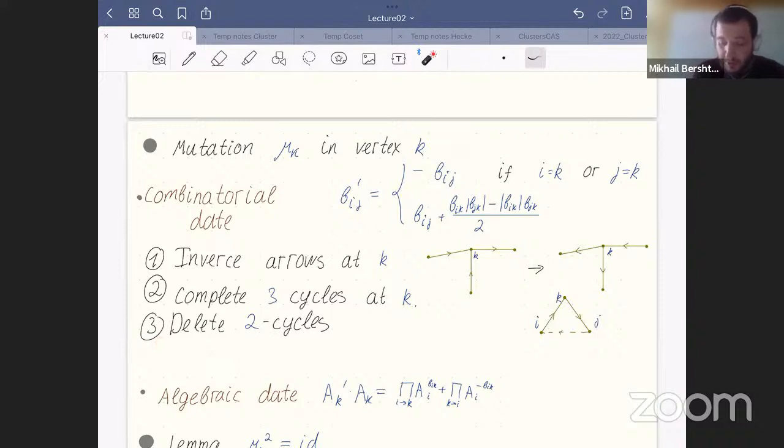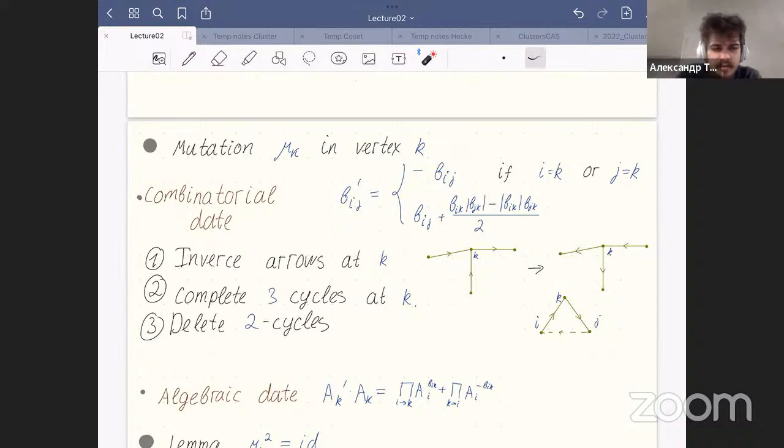Theoretically speaking, there could be some arrows in this direction before mutation. Then if we add an arrow in this direction, they cancel each other. Okay, this is the algorithm. It needs some time to live with it.